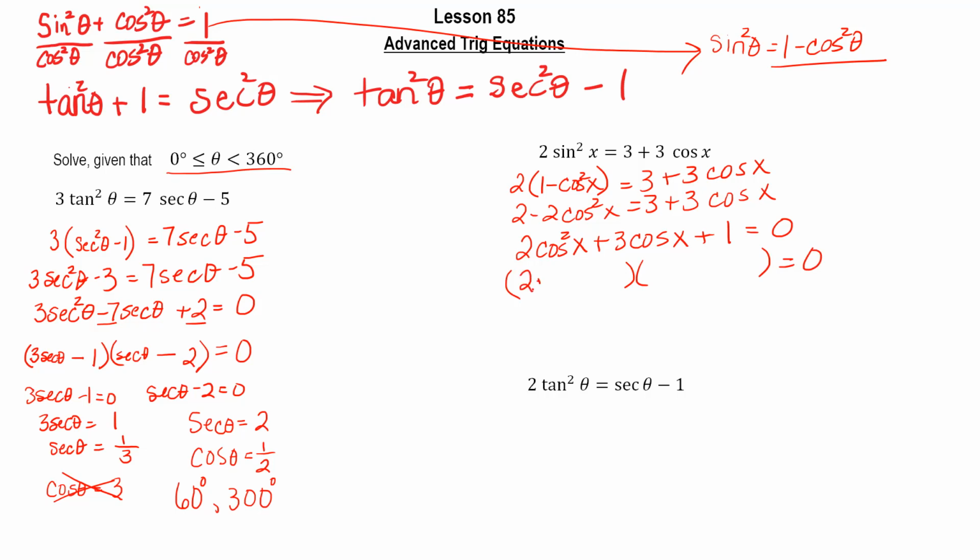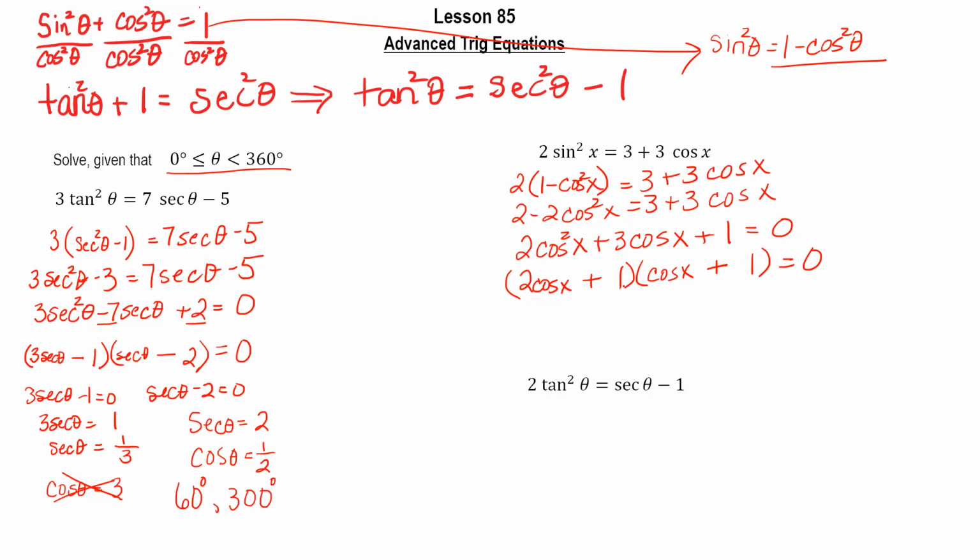So you'll have 2 cosine x here, and you'll have cosine x here. And 1 goes here, and 1 goes there, because you're looking for 2 numbers that multiply together give you 1, and the only possibilities would be 1 and 1. And so you want your middle term to be positive 3, so you'll be adding on both of these so that you'll have 2 cosine x and 1 cosine x for your middle term will add up to 3 cosine x.